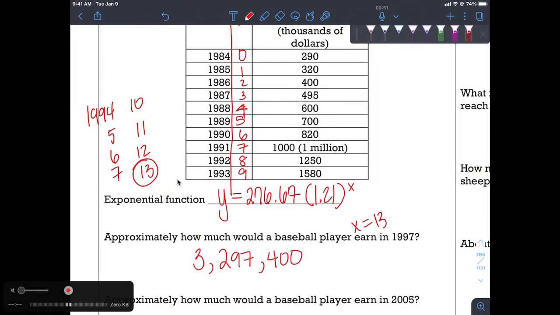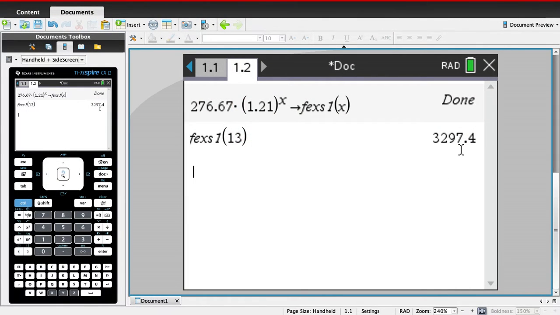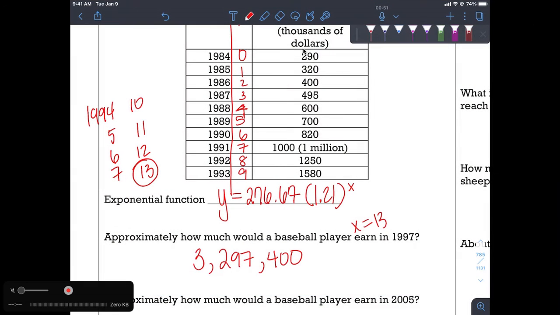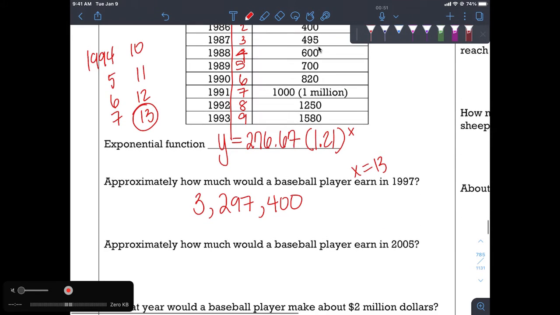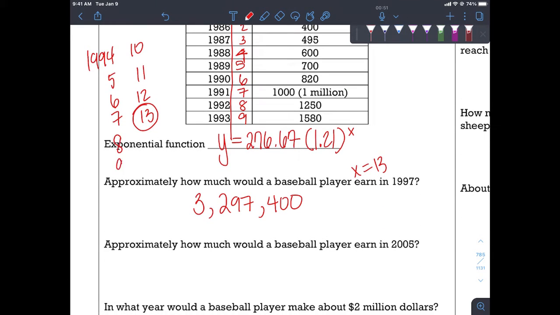Now, if I was to convert that, that's what that would look like. Remembering that we have to multiply this times 1,000 in order to get the correct number because these values were given in thousands. All right, 2005, so 98, 99, 2000, 1, 2, 3, 4, 5. And here I'll say 14, 15, 16, 17, 18, 19, 20, 21. So for this guy, I need x equals 21.